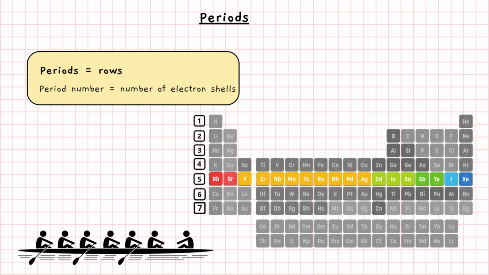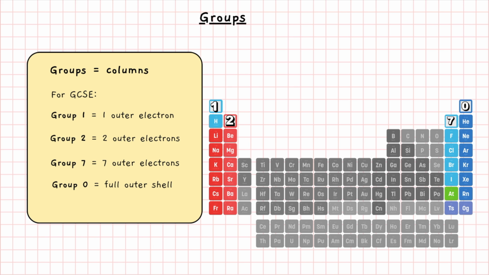Columns tell us something even more important. Columns in the periodic table are called groups. In the modern periodic table, there are actually 18 groups, but for GCSE exam, you only need to focus on the 4 highlighted groups. For those main groups, the group number tells you how many electrons are in the outer shell. Group 1 elements have 1 outer electron, Group 2 have 2, Group 7 have 7, and Group 0 already have full outer shells. This outer shell is what controls reactivity. That's why elements in the same group behave in similar ways.